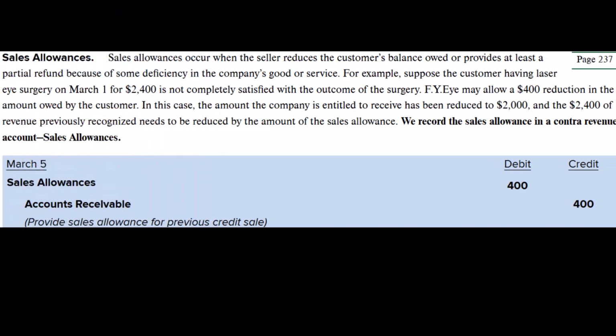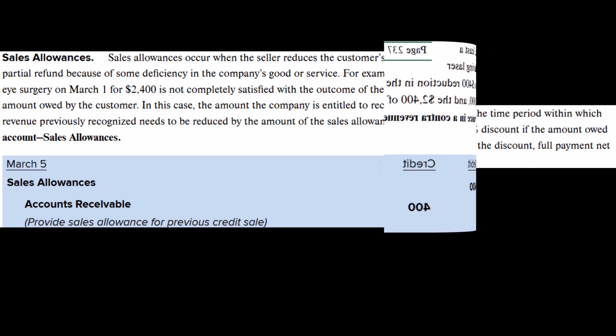A sales allowance is similar. It's a reduction in the balance owed when a customer is dissatisfied but does not return the goods. For a $400 sales allowance, the entry is a debit to sales allowances for $400 and a credit to accounts receivable for $400. Like sales returns, sales allowances is also a contra revenue account. It's important not to confuse these with expenses. They are reductions of revenue.